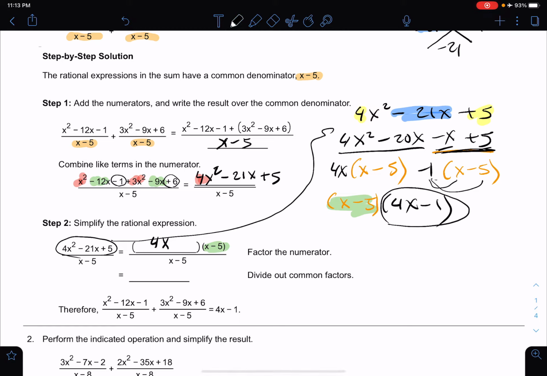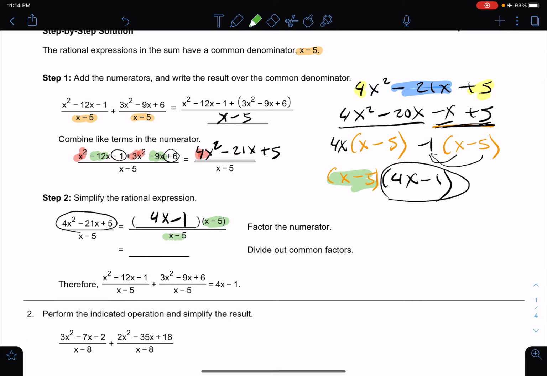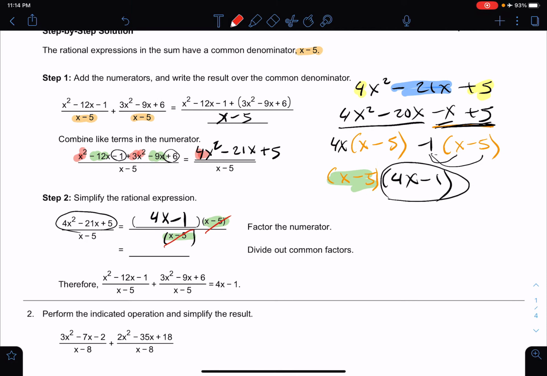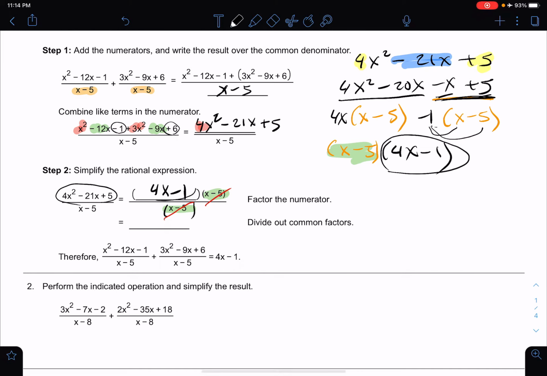So this is 4x minus 1 times the quantity x minus 5. It says divide out the common factors, and you can see these common factors are x minus 5 and x minus 5. And so those are common factors that will reduce or cancel, however you want to call it. Probably better to call it reduce those common factors. And what do we have left? We have our 4x minus 1, and there it is right there, 4x minus 1.